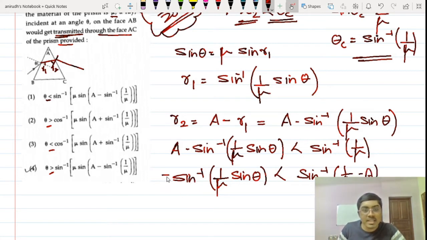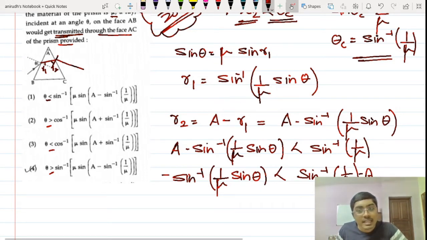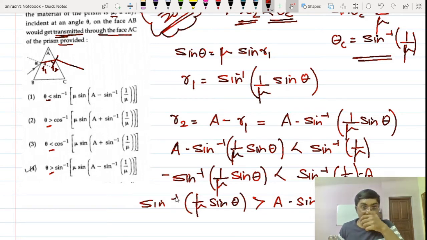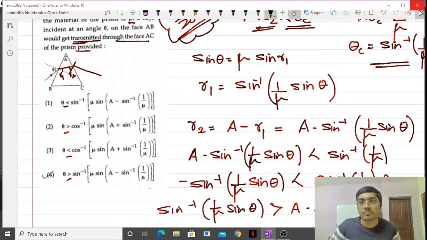So I have to simply take this to the other side. When I take this negative sign to the other side, this particular inequality will change definitely. It's a little bit difficult, but yes, we'll be able to solve this anyway. So sine inverse of (1 by mu sine theta) is greater than A minus sine inverse of 1 by mu. I'm just changing the signs over here, or throughout I multiplied with a negative sign, you can say that.